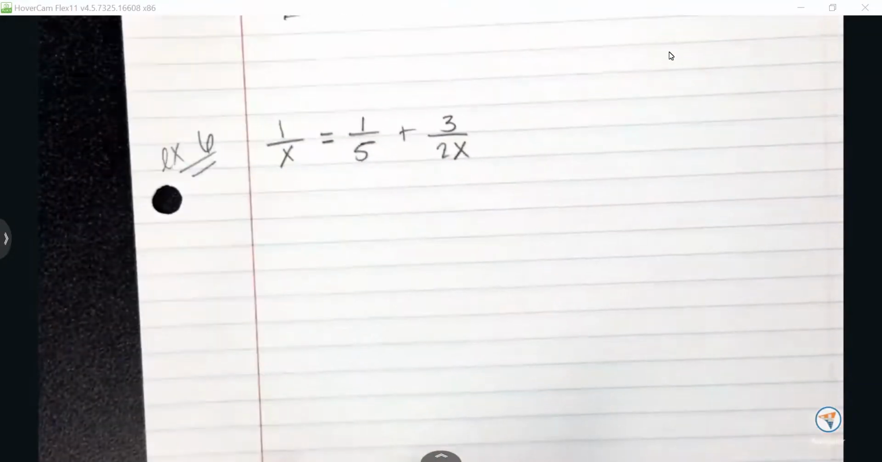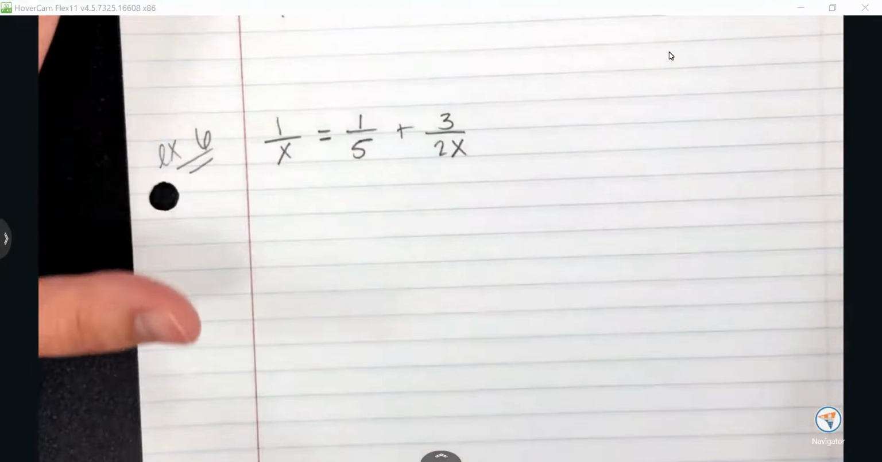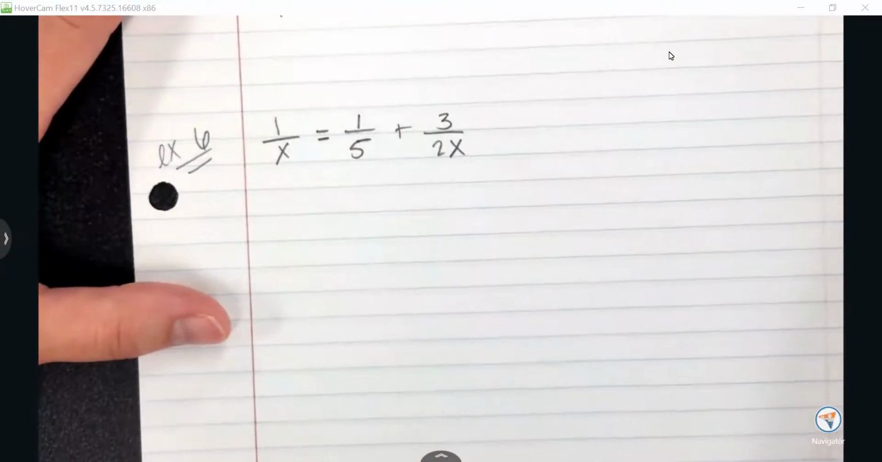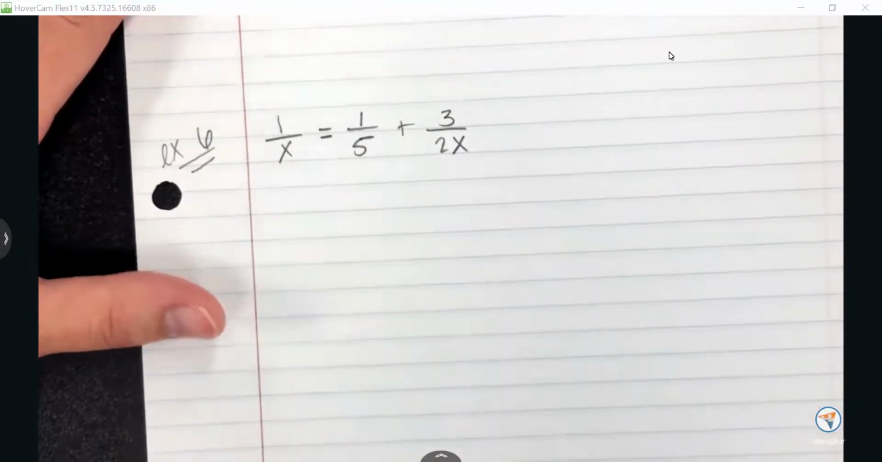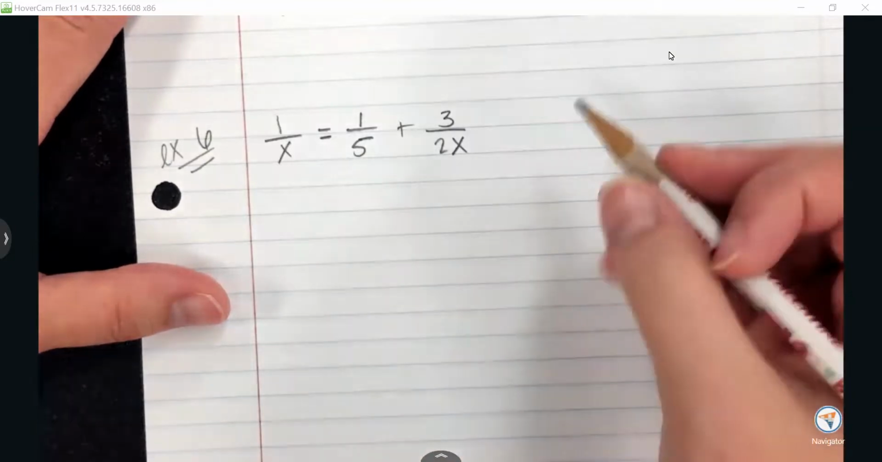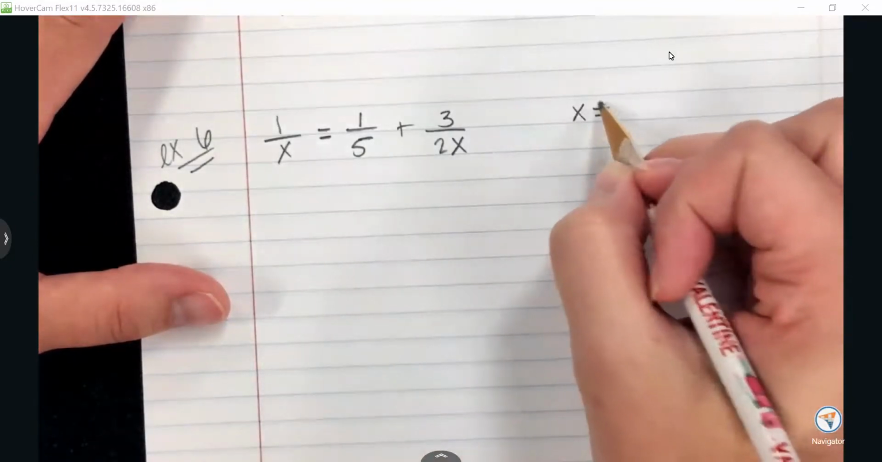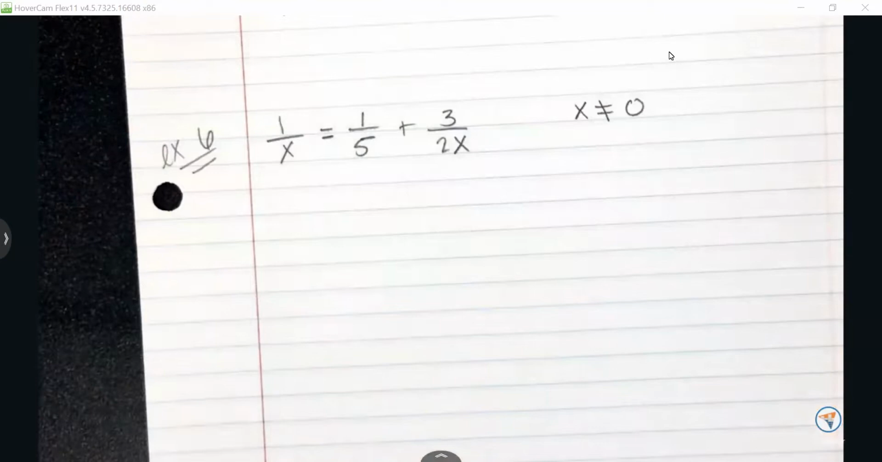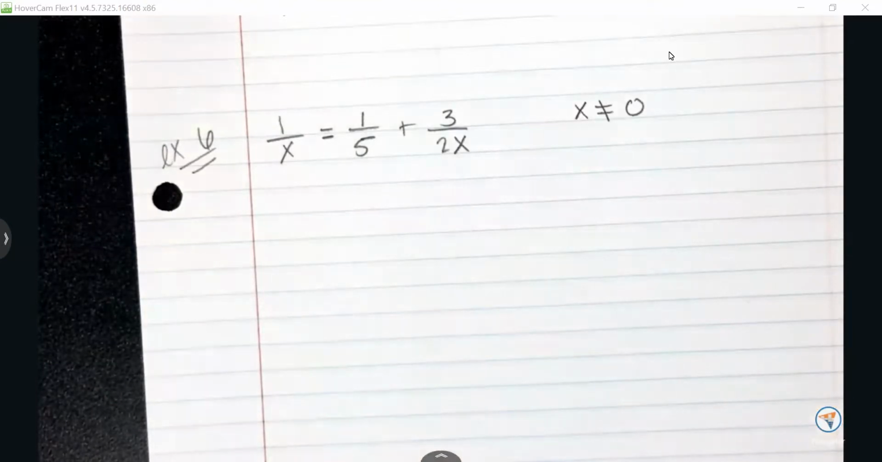Does this have an undefined denominator? Yes. How do I know? Because it has an x in my denominator. What can x not equal? 0. What's your common denominator going to be? 10x. Very good.